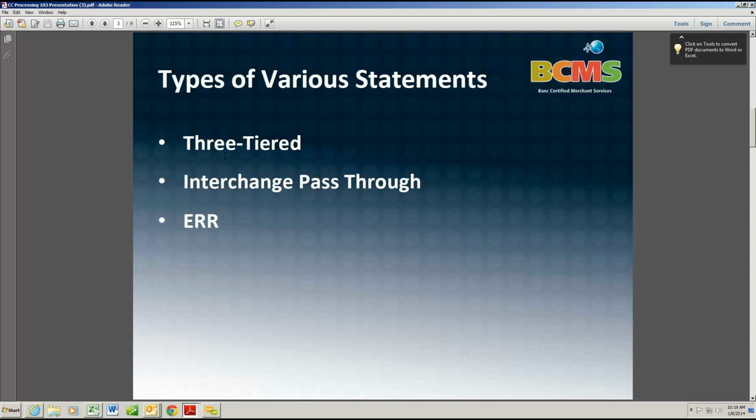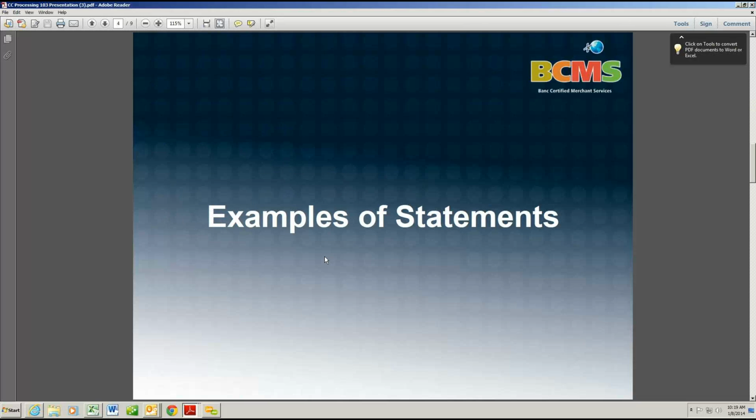But you don't see it very often. The three-tiered and interchange pass-through is the most that you see out there. Now let's look at some sample statements. We talked about miscellaneous fees.